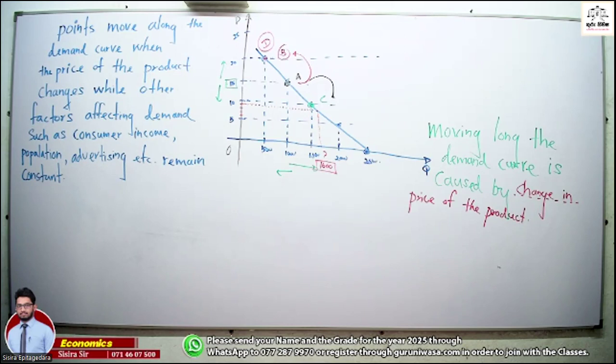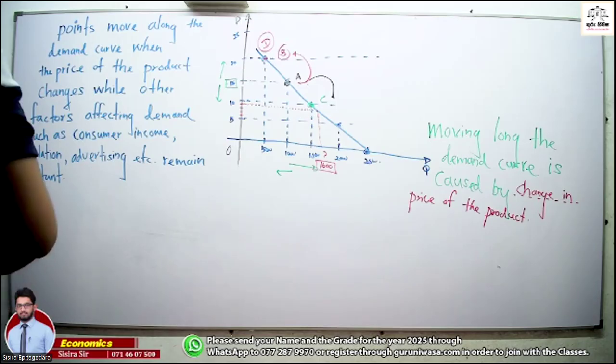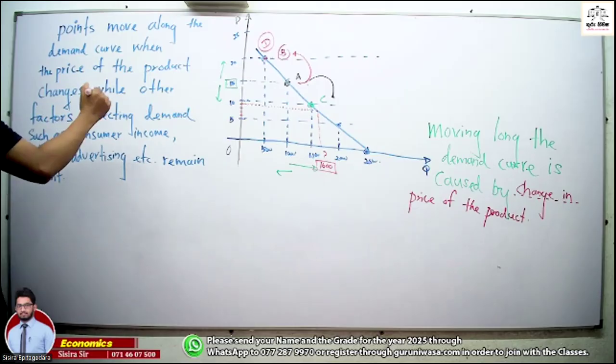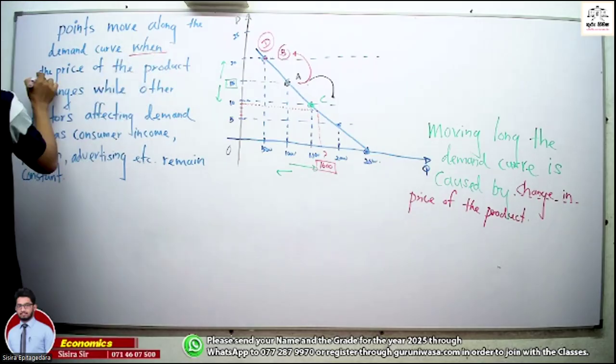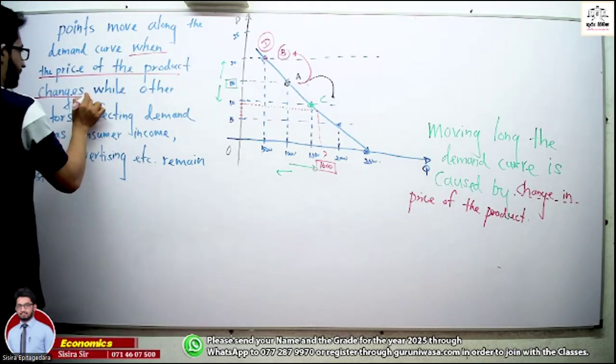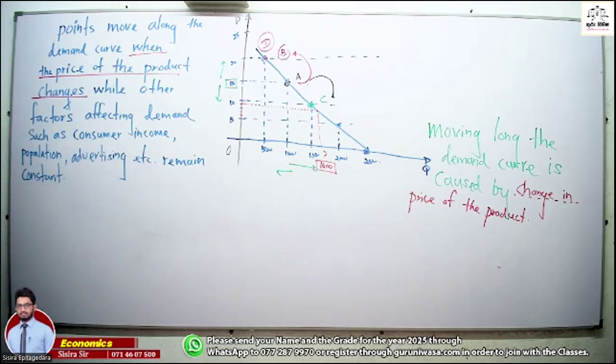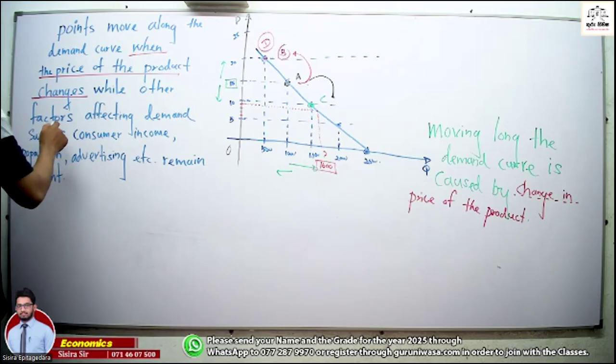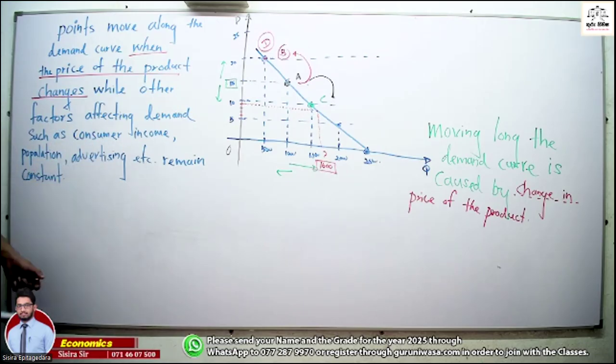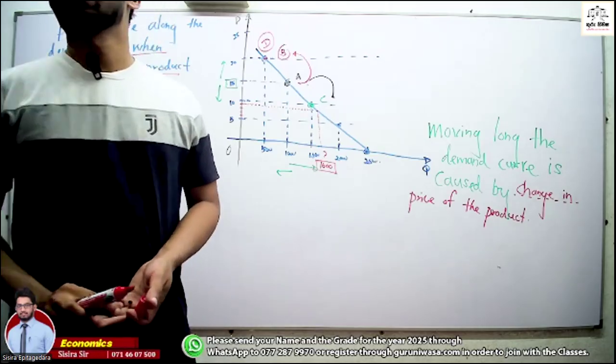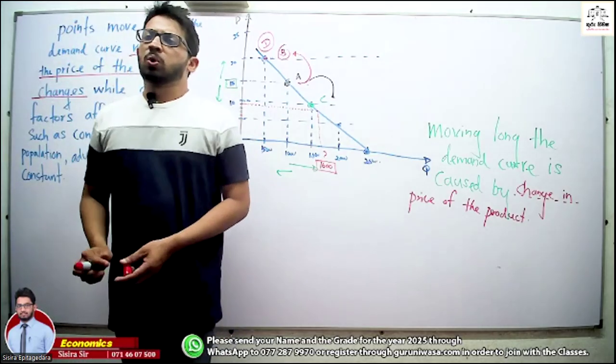Right. Then highlight these points. Do you have a highlighter? Points move along the demand curve. Highlight: when the price of the product changes, this is the reason. And Dinal, what does this mean? Factors affecting demand such as consumer income, population, advertising remain constant. Right, listen to me.